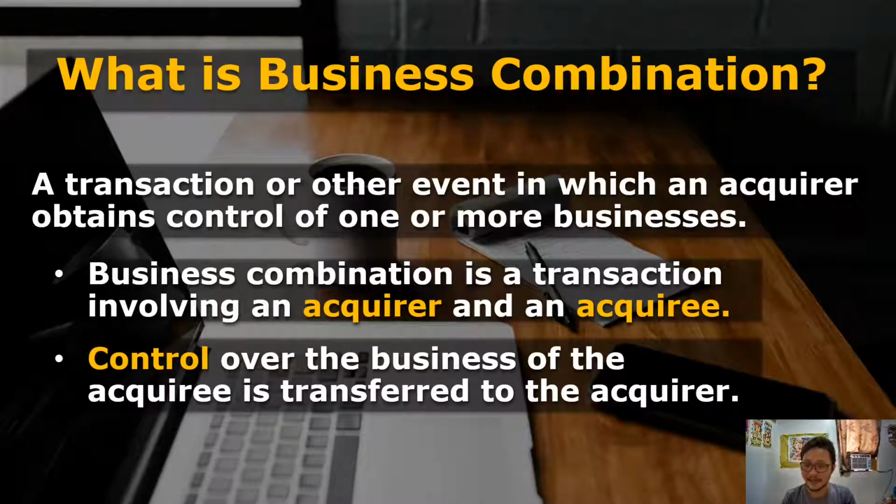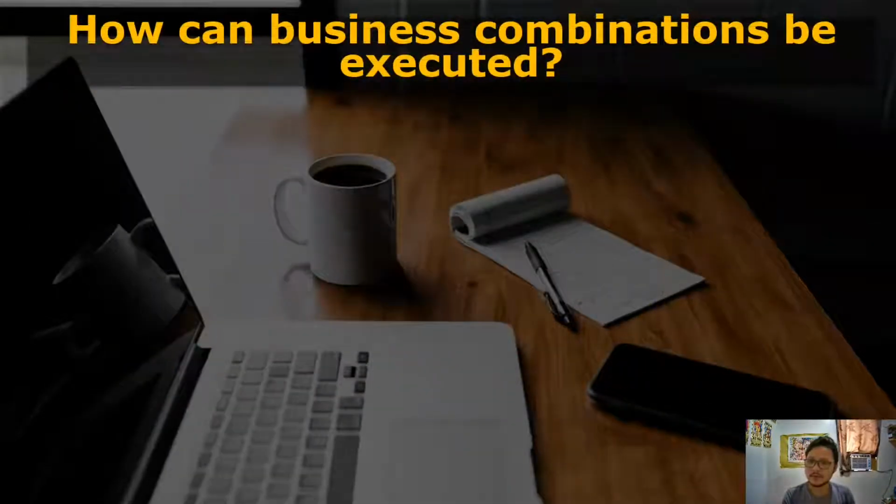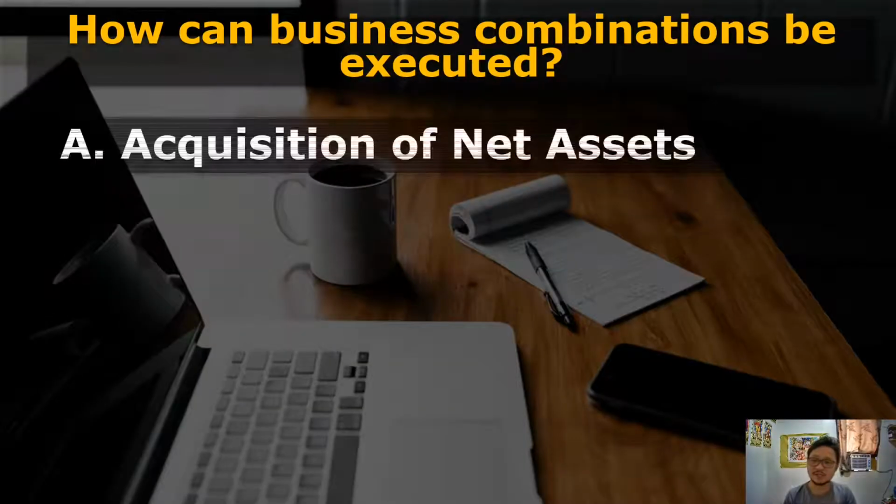So, okay. Acquirer, acquiree. Next question. How? Paano nangyari? Or, how can business combinations be executed? Paano matatransfer ang control over the business from acquiree to acquirer? It can happen in one of two ways. First of which is through acquisition of net assets. Paano itatransfer ang business? Di bilhin mo ang assets. Bilhin mo ang building, bilhin mo ang service equipment, bilhin mo ang land, bilhin mo ang everything. Also, ikaw na din bahala sa payables ni acquiree, ha?